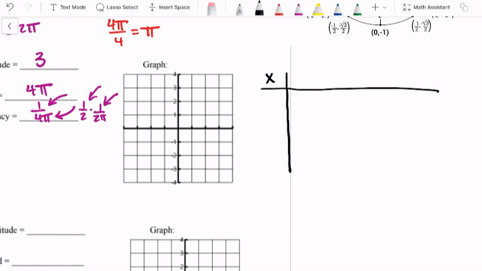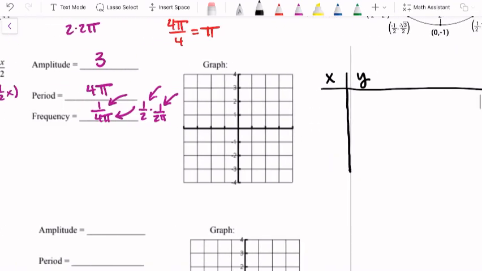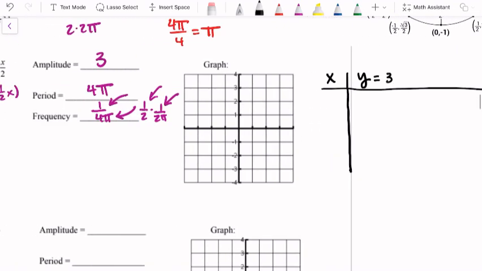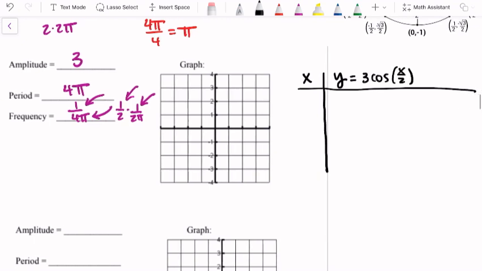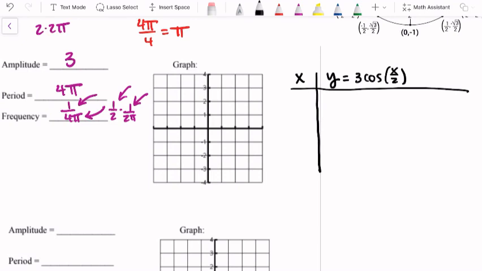So we have our x values and then we have our y values. And our function is 3 cosine of x over 2. Okay, so I know we need to get to 4 pi. So let's divide it up. We're going to go by intervals of pi. So 0 to pi, 2 pi, 3 pi, and 4 pi.